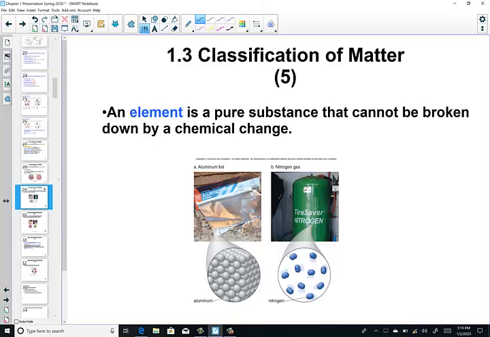An element is also considered pure, and it cannot be broken down any further by chemical change. Elements are represented on the periodic table. There are approximately 120 elements on the periodic table. The elements are denoted in shorthand by using symbols, and we'll practice those coming up. An element is the purest form of matter, right? An element is only one kind of atom.